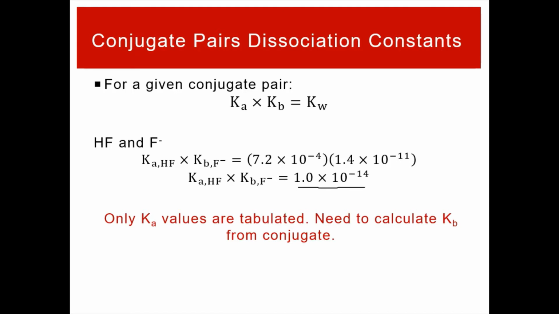You can find tables of Kbs, they do exist, but it's much more uncommon. It's usually more specialized for people who are using the same Kb over and over again. It's much more common to find really extensive tables of all of the weak acid dissociation constants, and then you can use this relationship to figure out Kb, because Kw is always 1 times 10 to the negative 14th. So if you know one of the dissociation constants, Ka or Kb, you can always compute the other.